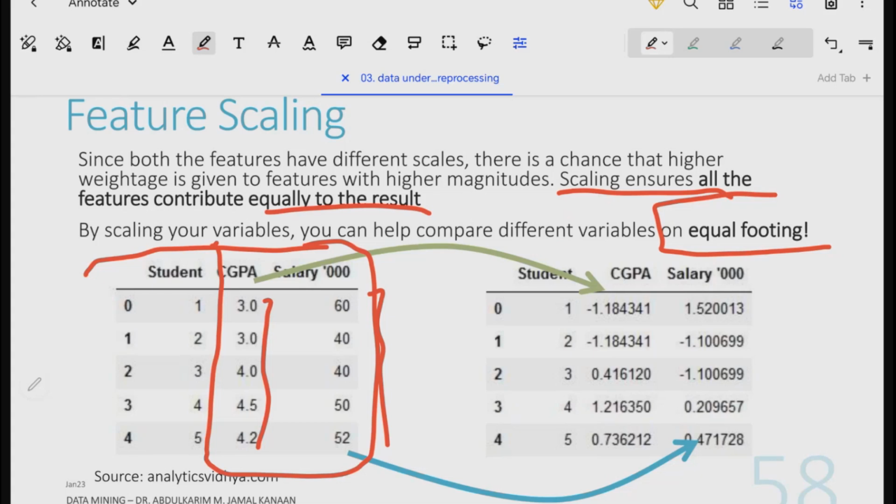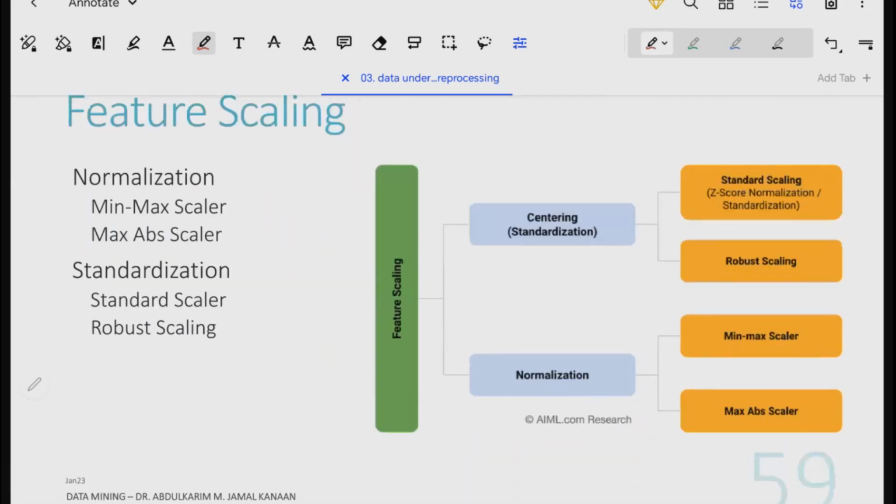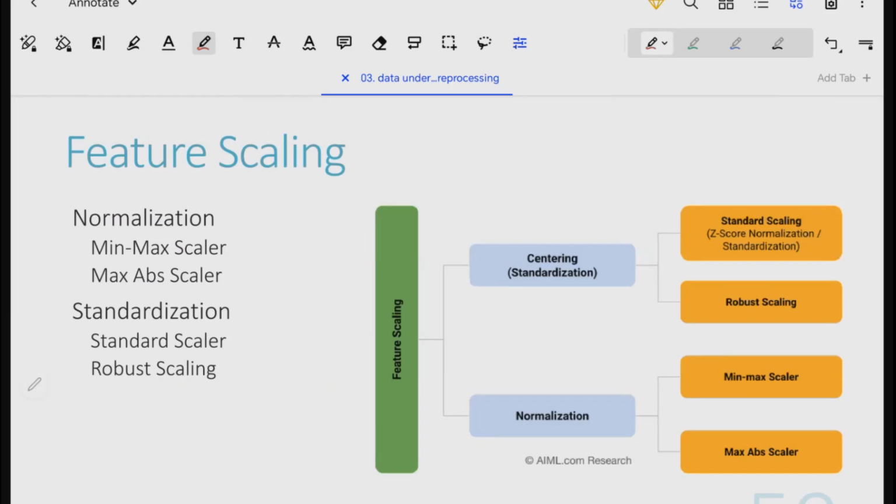Now, in this example here, we applied standardization. This example shows you the standardization output, okay? So we have standardization, we have normalization, and you have different classes inside scikit-learn you can use. We're going to talk about MaxAbsScaler, min-max, and z-score normalization or standardization.